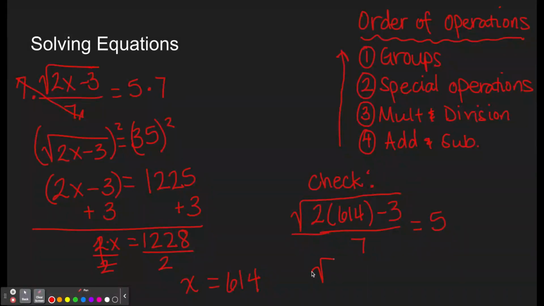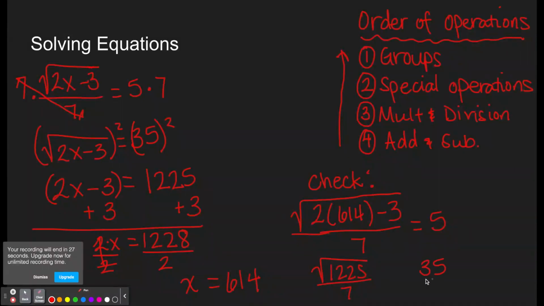We subtract 3. We get the square root of 1,225. We square root before we divide. Special operations comes before multiplication and division. The square root of 1,225 is 35, and 35 divided by 7 is 5. So since we divided and we got 5, we know that we have the right answer.